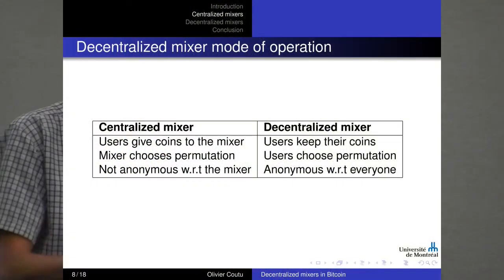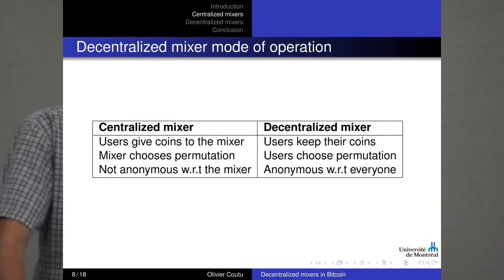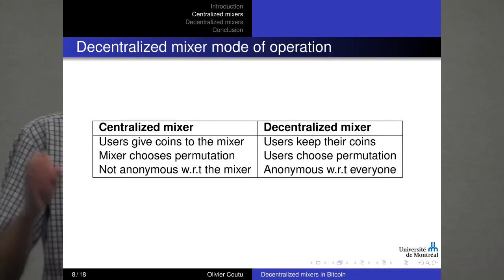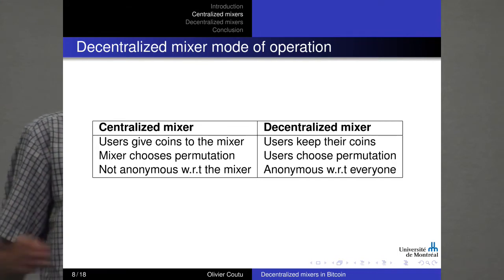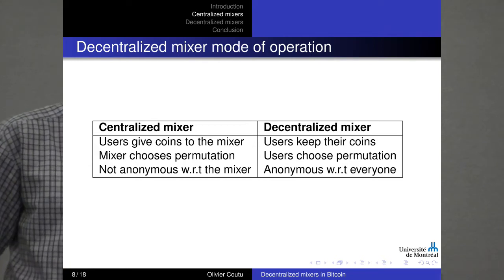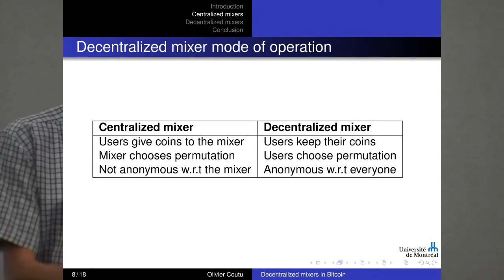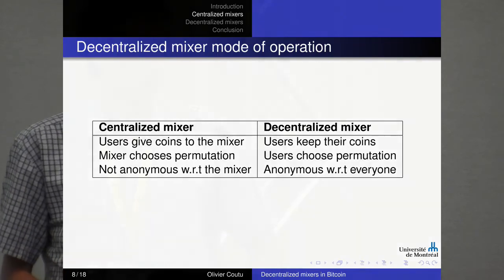So just to compare, if we look at the centralized mixer or the decentralized mixer, of course, users are going to get together. In the centralized case, they have to do a transaction from their own account to the mixer's, whereas in the decentralized case, there's no such thing. They always keep control over their coins. In the centralized case, the mixer will choose a permutation, whereas this permutation is chosen by the users in some secure fashion in the decentralized case. And of course, if the mixer is honest, it'll give back the coins and works on the other side too. But in the centralized case, the users are not anonymous with respect to the mixer, whereas they're anonymous with respect to everyone, even the other users, in the decentralized case.